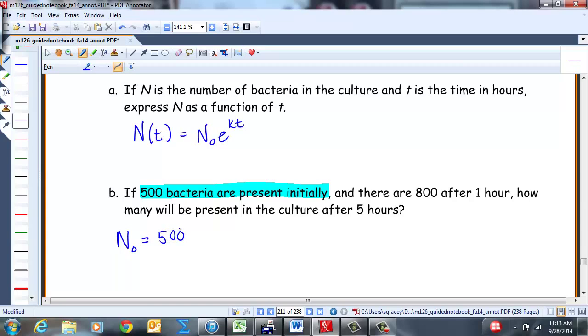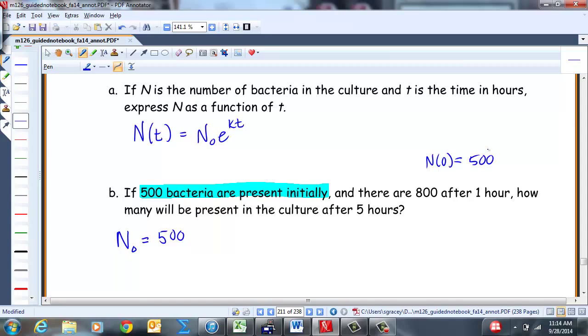Now, if you ever forget that, what you can do is evaluate N at 0 and you'll get the same result. You'll basically plug in, here, let's just do it. You would say N at 0 is equal to 500.